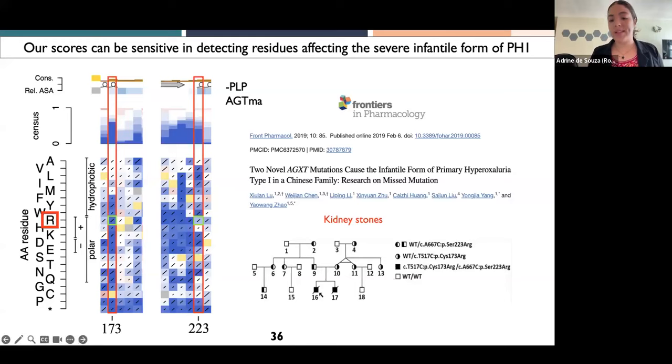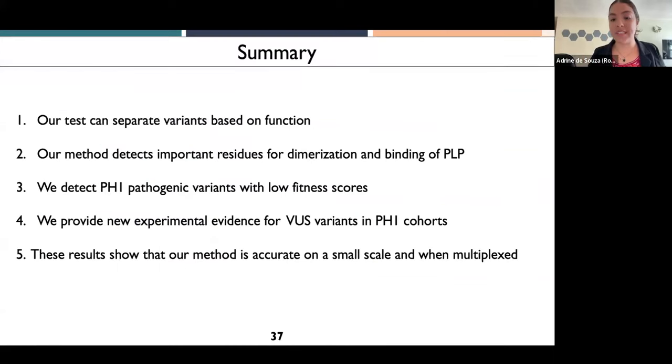When they sequenced and genotyped this family, the maternal side of the family had the 173 mutation, and the paternal side had the 223 mutation. And this study provided us with phenotypic data saying that only the people heterozygous for the 173 arginine variant actually experience kidney stones in their lifetime, while the other heterozygotes are completely asymptomatic. So this is indicative that our map could be sensitive enough to detect severe forms of disease.